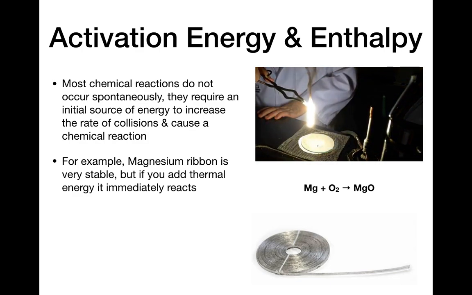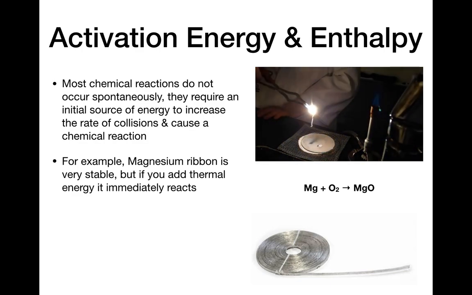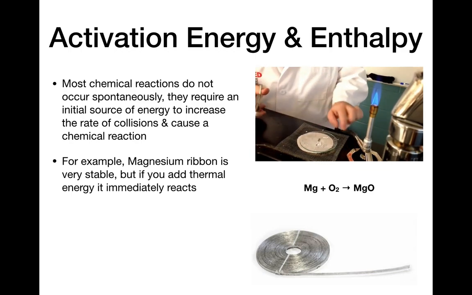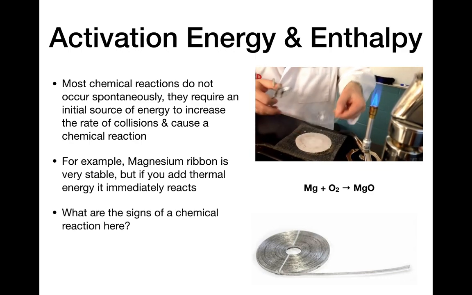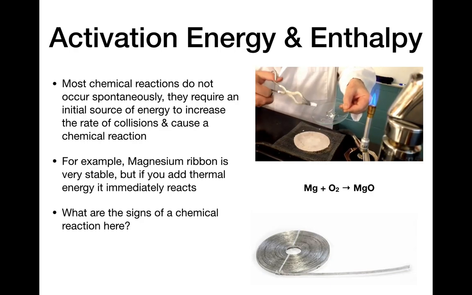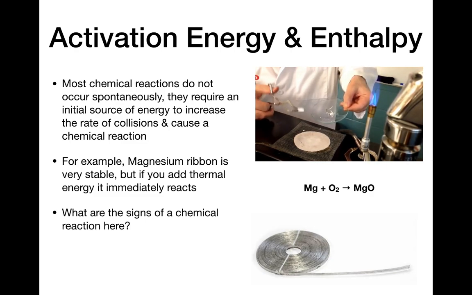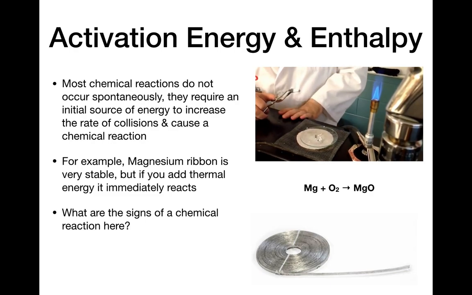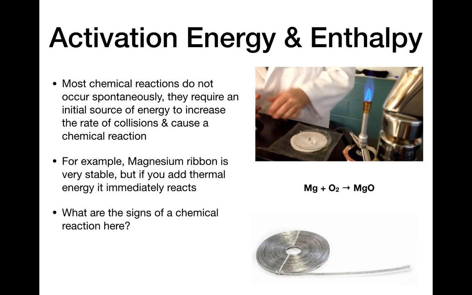Magnesium is often used in fireworks. Can you guess why? If you look at what's left here, it's very powdery, and when we drop it, it breaks because it's magnesium oxide powder. So this is a chemical reaction. What are the signs of a chemical reaction that we saw? Do you remember the 5 signs of a chemical change? Well, heat or light is produced, there's definitely light produced, and it's hard to reverse. You can't take that white powder and turn it back into magnesium ribbon.